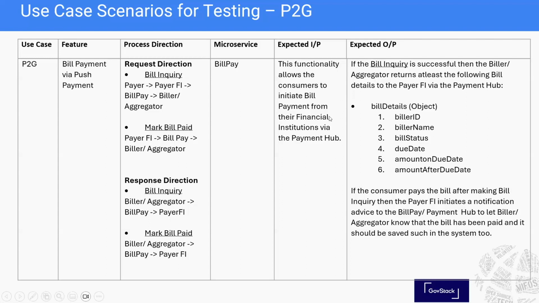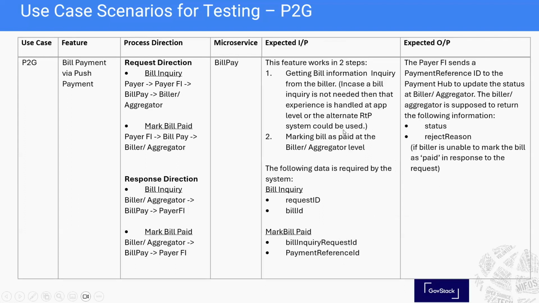What it allows is for customers to initiate bill payment through bill inquiry. I'll go to the next slide first, just so you could see. The expected input for the bill inquiry request is the request ID, as always, because we need to identify the request, and the bill ID. This is a mandatory field, and this is crucial. This is the number which consists of the invoice number or the bill number, receipt number, that has been generated by the billers.